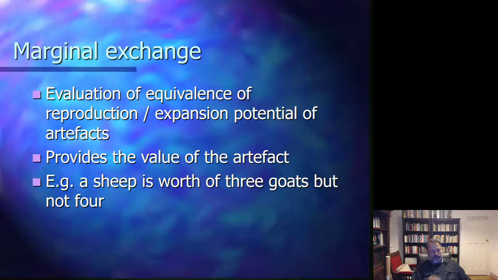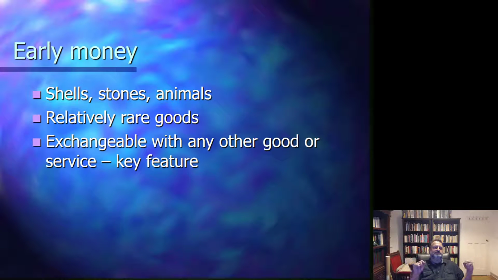So the question is, what are the equivalent valuations? What are the equivalent reproduction and expansion potentials of artifacts? This is really what establishes the exact value of these artifacts. As I said, if the sheep is worth 3 goats, but not 4, then the value of the sheep in terms of goats is 3 goats. In the same way, you will find that for many other things. For example, a religious service might be worth 2 cows and 3 goats, and so on. In general, the equivalent values in the social context determine the valuations of these artifacts, which drive the exchanges.